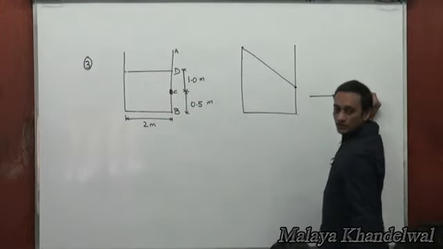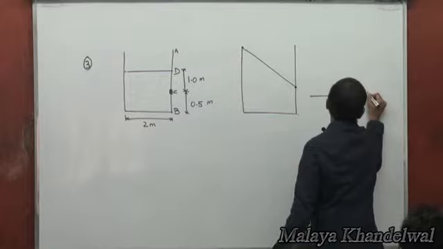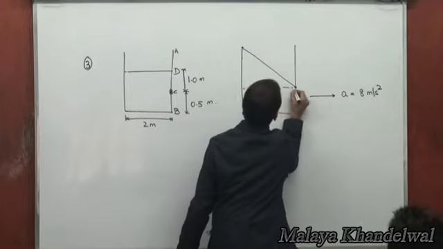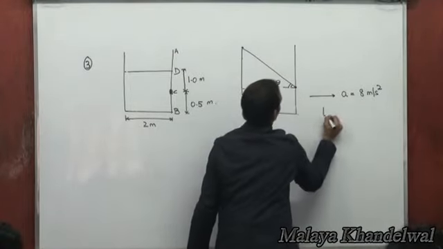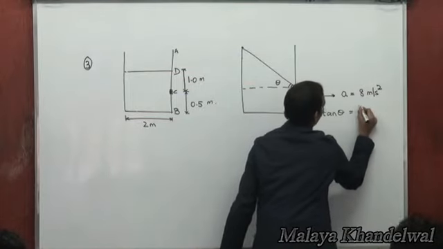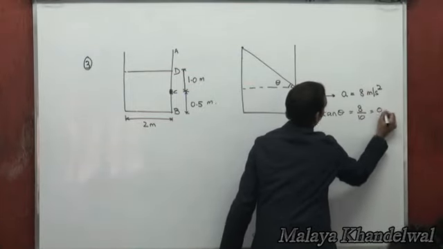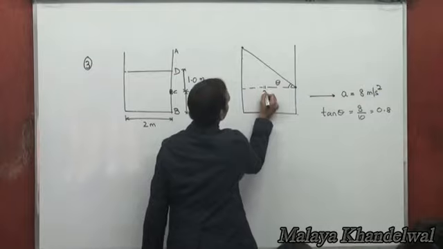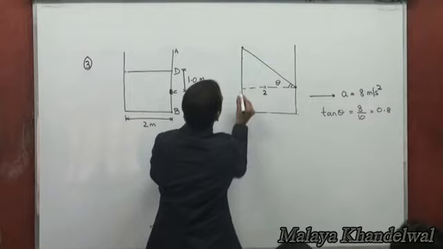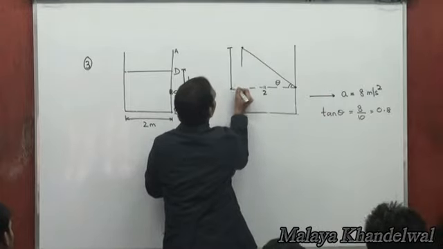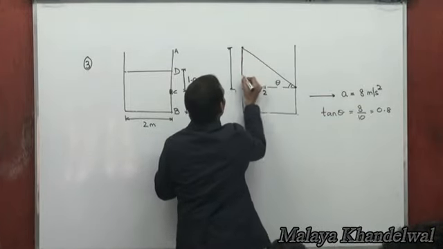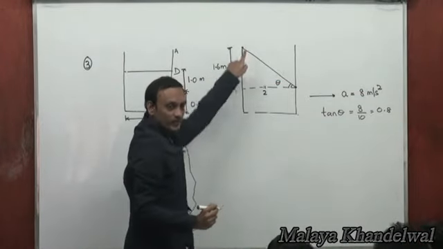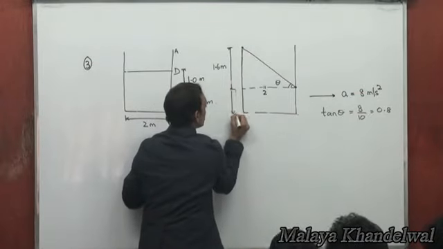A is 8 meters per second squared. Tan theta is 8 by 10, 0.8 is tan theta, right? So this is 2 meters. So this length is going to be 1.6 meters, and this is going to be 0.4 meters.